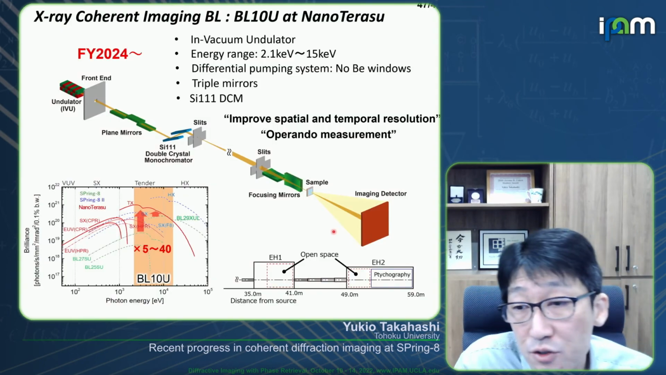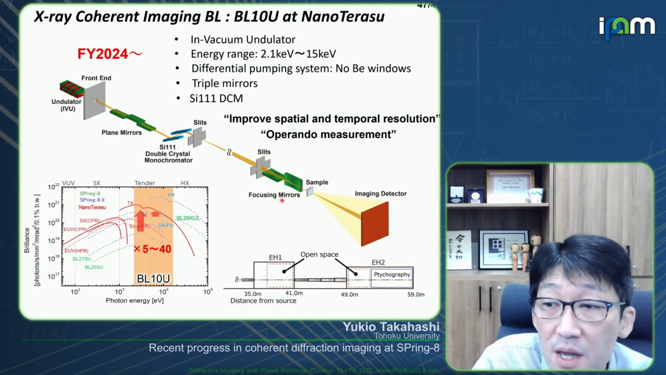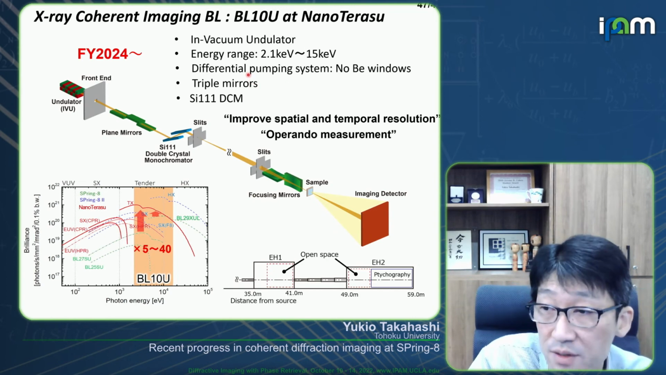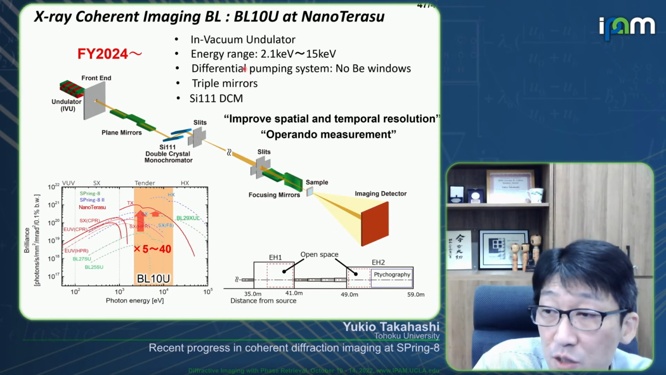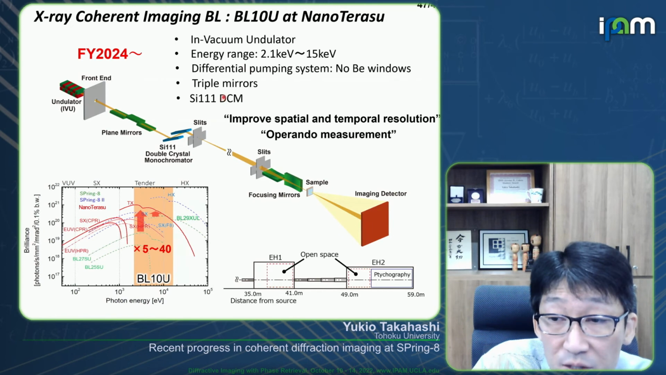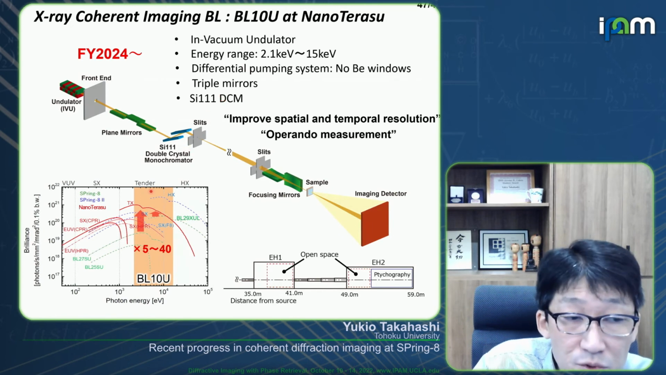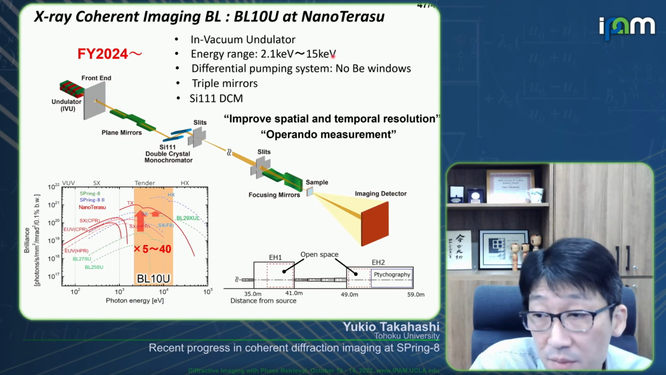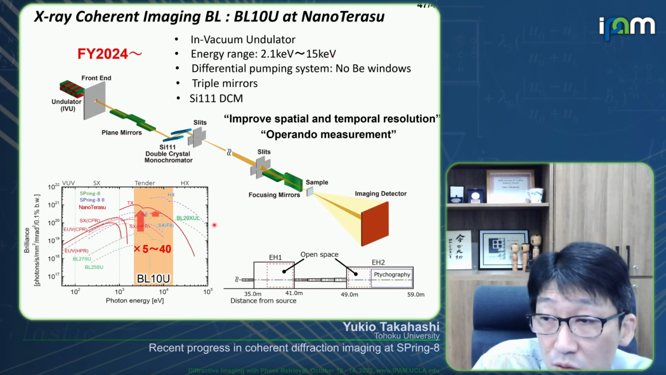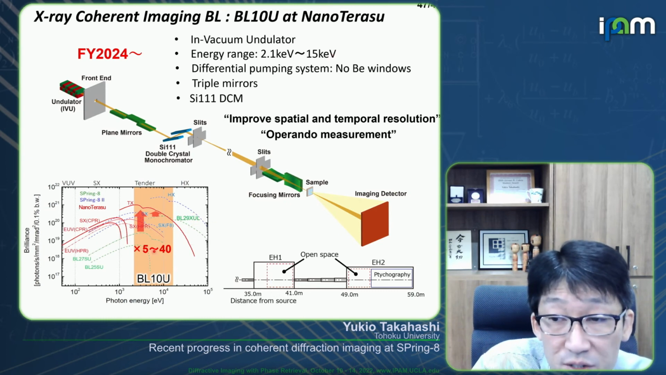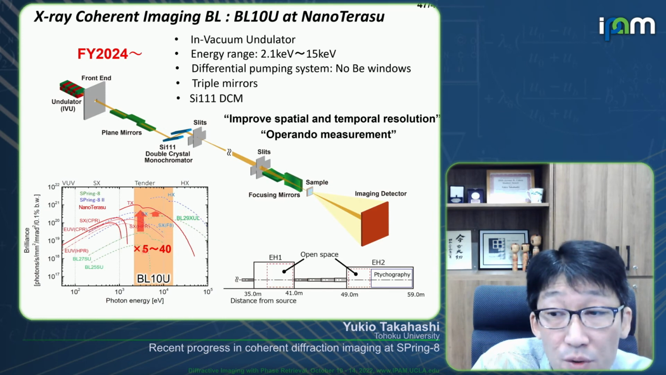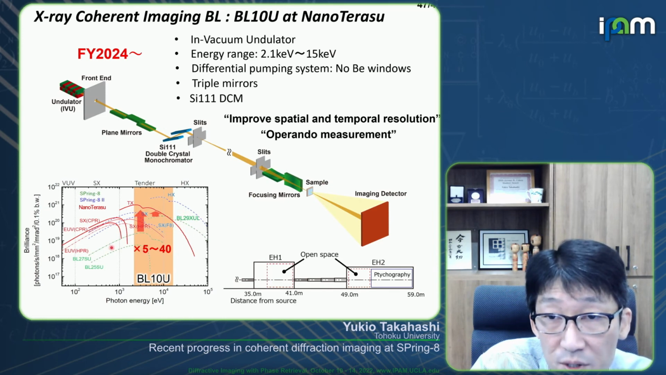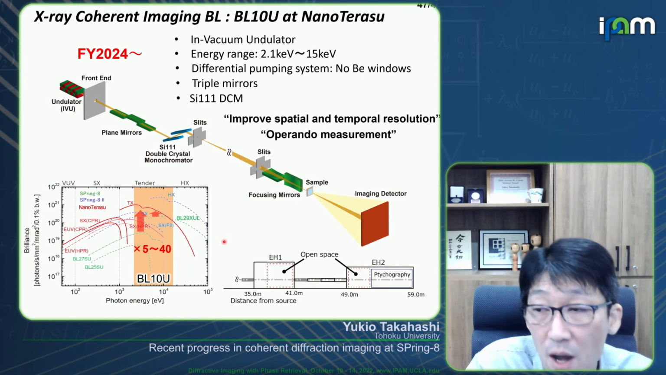Okay, and the X-ray coherent imaging beamline, that is BL10U, is now being constructed at NanoTerasu in Japan, where high brilliance X-ray beams from 2.1 keV to 15 keV will be available, increasing the source brilliance by a factor of 5 to 40 compared to SPring-8 beamlines BL27SU and BL29XUL.